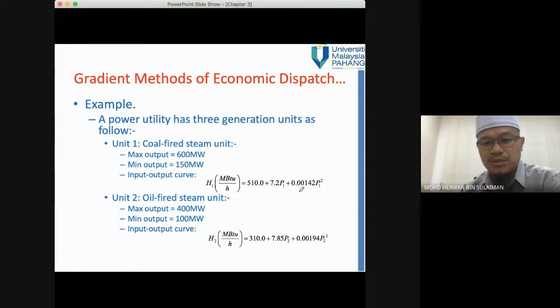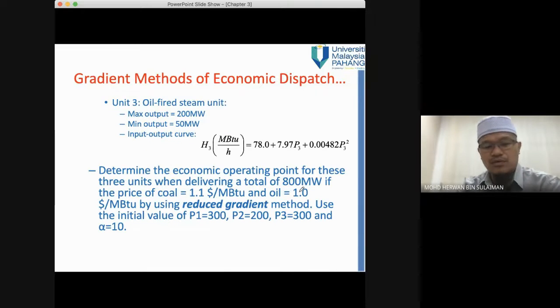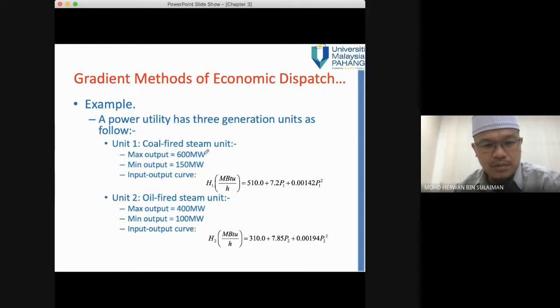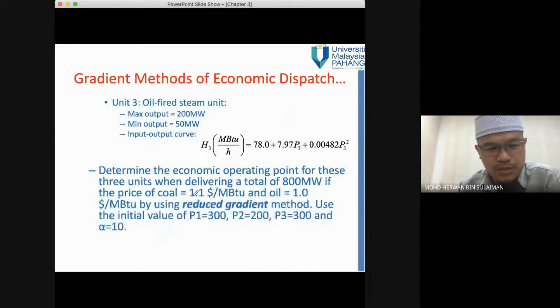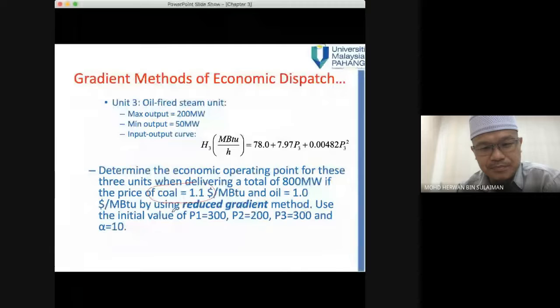So let's take a look at example, similar example. So we have 3 units. So number 1 coal unit, number 2 oil fired unit, number 3 also oil fired unit. So this is the characteristics. So in terms of heat rate curve is given. So 510 plus 7.2 P1 plus 0.0142 P1 square. So on H2. So you need to multiply with the unit price. So for the coal is 1.1 ringgit per MBTU. And then use the initial value P1 300, P2 200, P3 300, and alpha is 10.